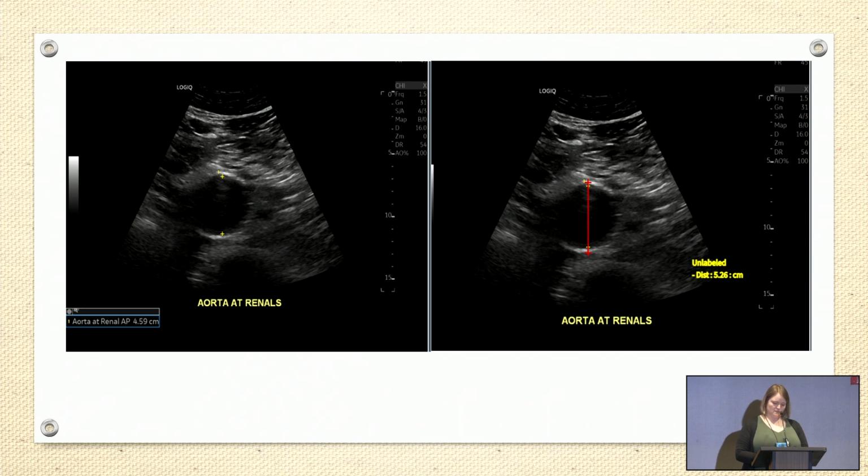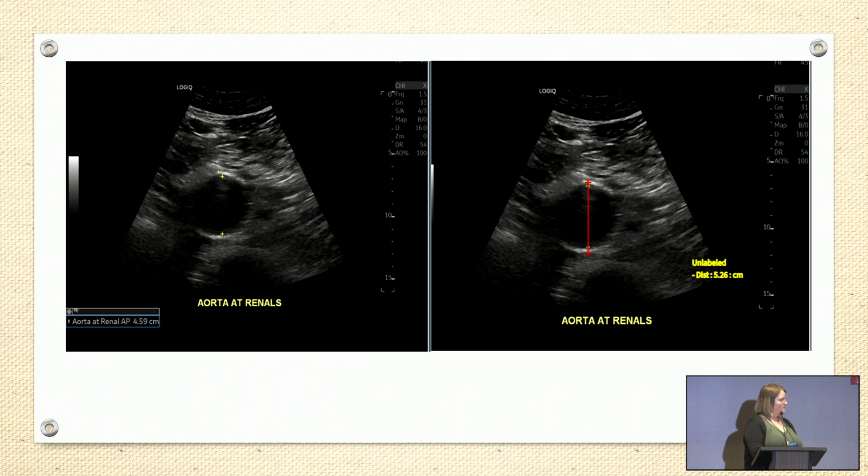So here are some images of the presumed level of the renals of the aorta. Like we said earlier, as sonographers, we have multiple limitations every day. You can see in this image those calipers are inner wall to inner wall, which gives us a measurement of 4.59 centimeters.